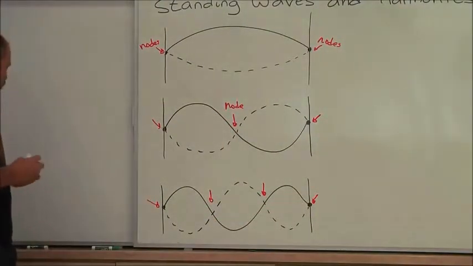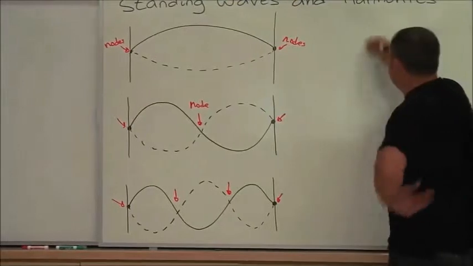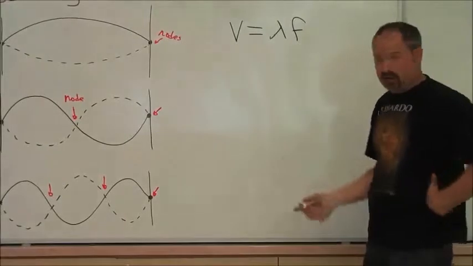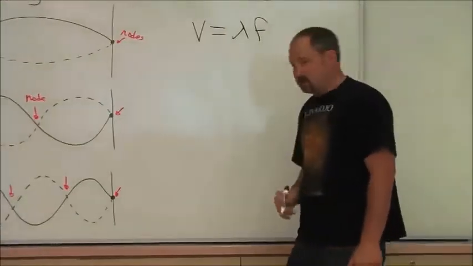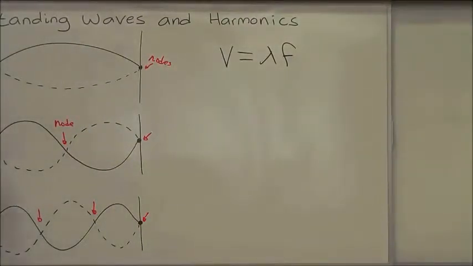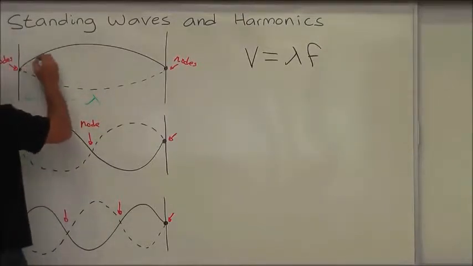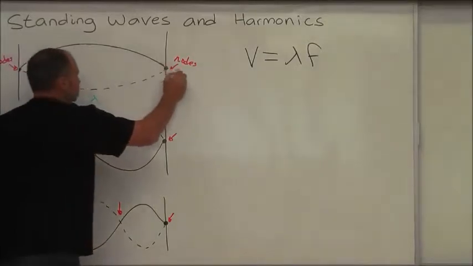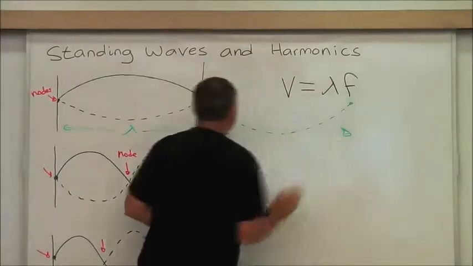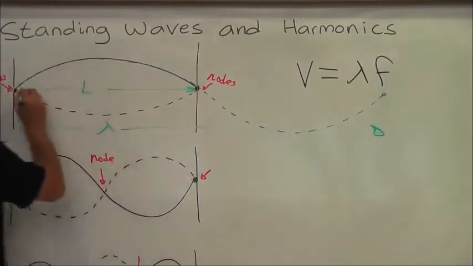Now, let's derive the equation for frequency. Let's start with the wave equation. The wave equation, the speed of the wave along the string equals the wavelength times the frequency. Well, first thing to do is to measure this distance. Well, a full wavelength goes like this. So a full wavelength would be this. The length of the string is obviously just this distance.